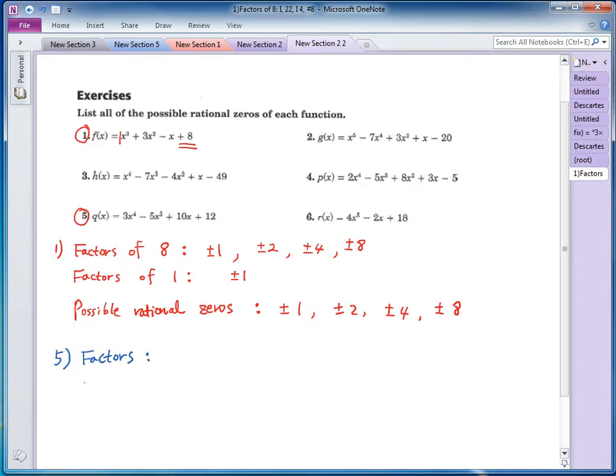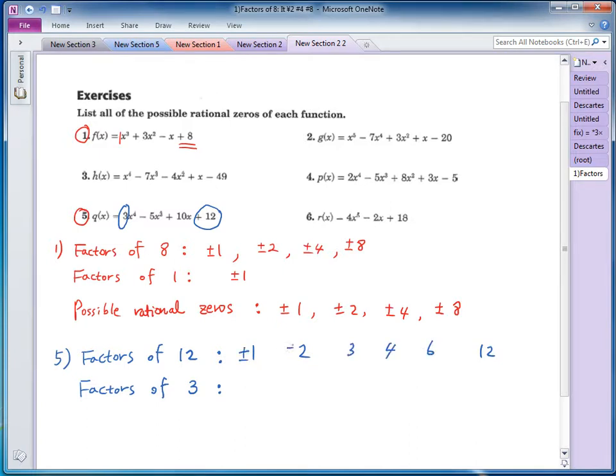Question number 5. I need to consider factors of the last number and the first number. Last goes on the top, okay? You have more options for the number here. Factors of 12 is the last number. And then the first number is not 1. Alright, factors of what? 3. So let's talk about all the factors. What are the factors of 12? 1 times 12, 2 times 6, 3 times 4.